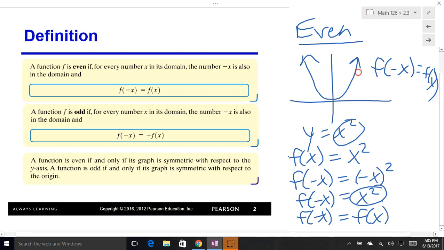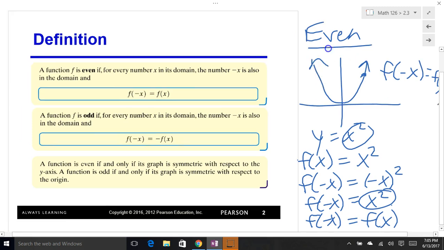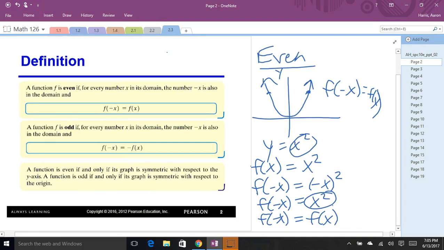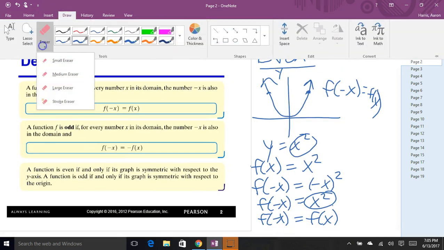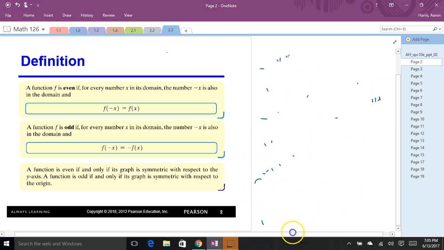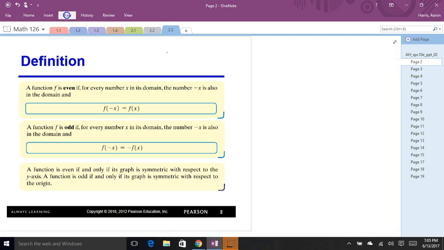And you notice it is reflective about the y-axis. See that point? And you've got this point over here. x, y, you have negative x, y. Whereas odd, when you see odd, you're thinking about the function f of x equals x cubed, okay?